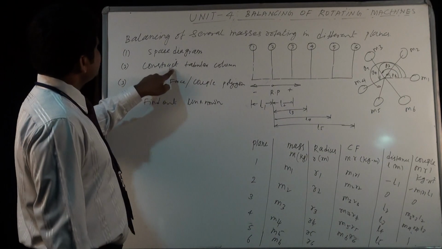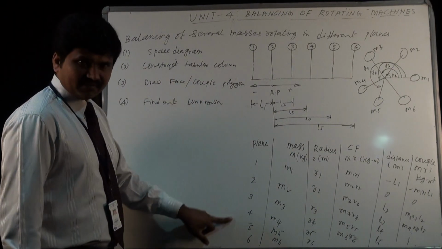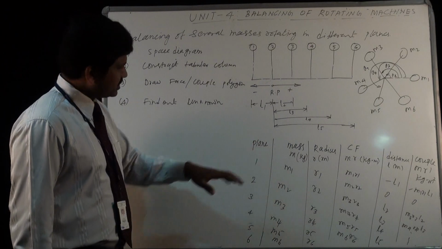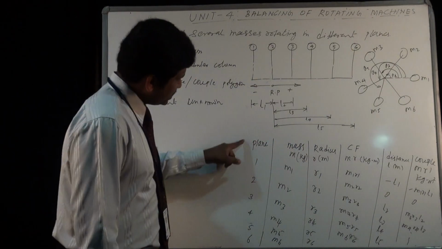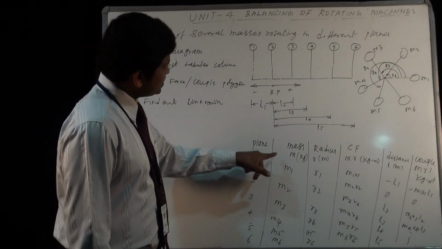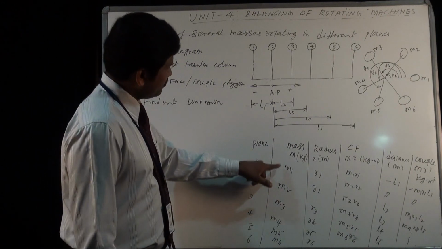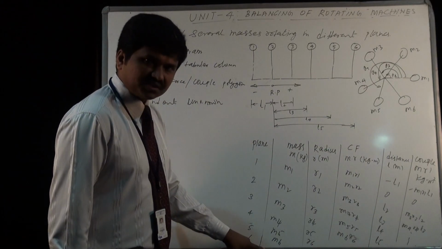The next step is to construct the tabular column. So now this is the tabular column, the standard form of tabular column. For plane, there are six planes in this case. Next you write the mass column, M1. There are six masses, and I have written six masses here.